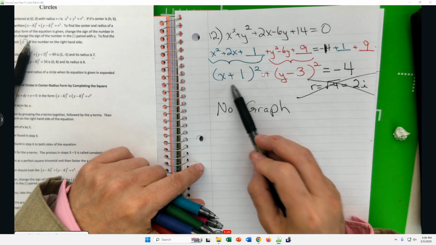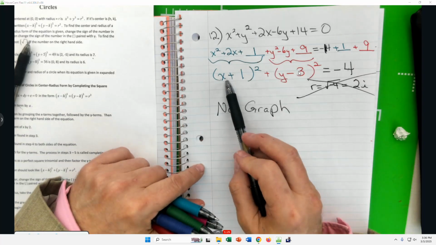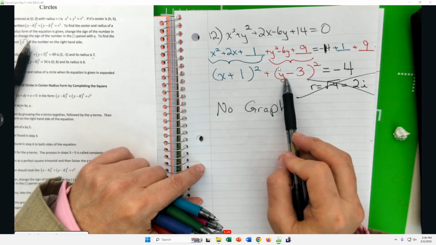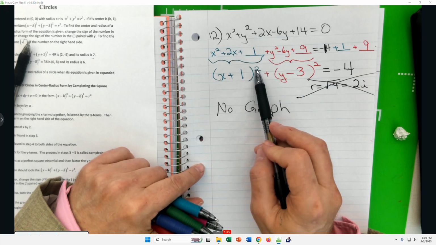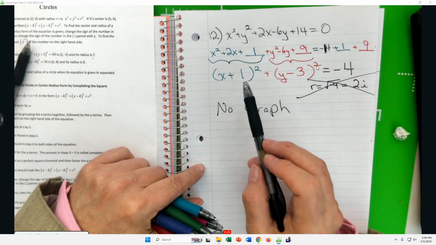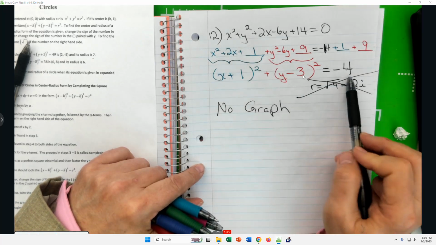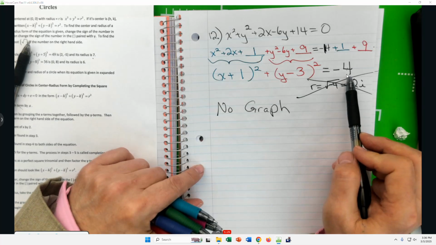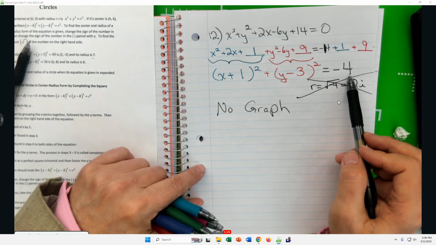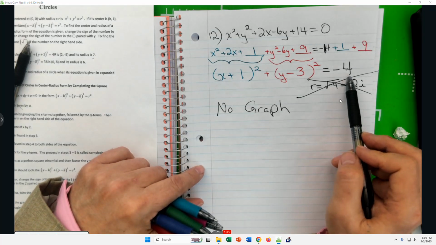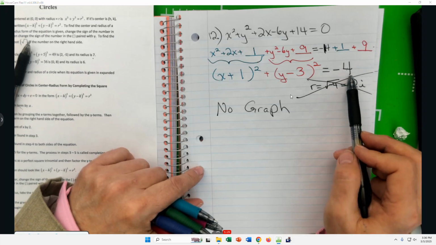Positive plus positive. You plug in any number you want to for x or y. When you square all of that, it's going to be positive. Positive plus positive. Can it equal a -4? Can it equal a negative anything? No, y'all don't seem convinced.